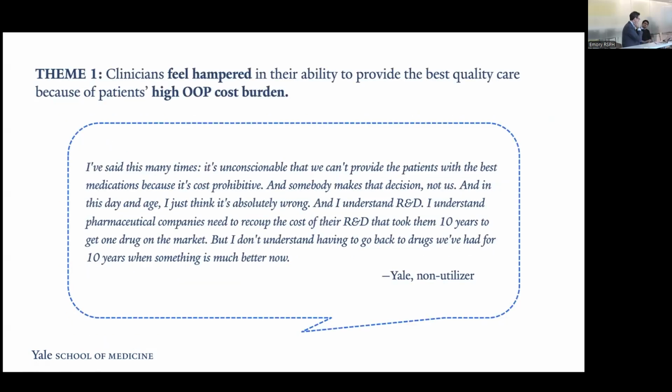So the first theme was that clinicians feel hampered in their ability to provide the best quality care because of high out-of-pocket cost burden. This was a clinician at Yale saying, "I've said this many times, it's unconscionable that we can't provide patients with the best medications because it's cost prohibitive. And somebody makes that decision, not us. And in this day and age, I think it's absolutely wrong. I understand R&D, I understand pharmaceutical companies need to recoup the cost that it took them 10 years to get one drug on the market, but I don't understand having to go back to drugs we've had for 10 years when something is much better now."